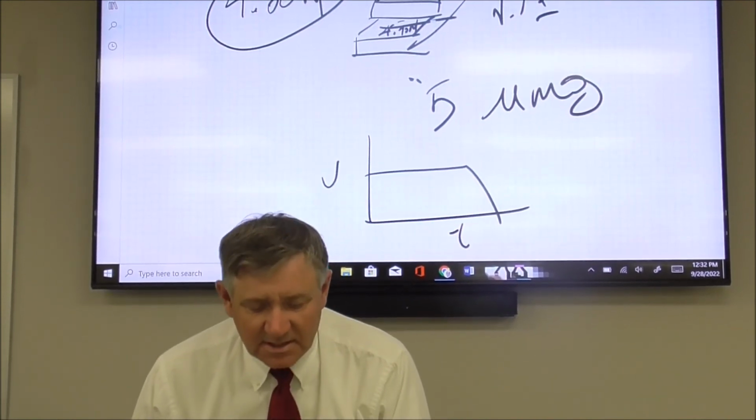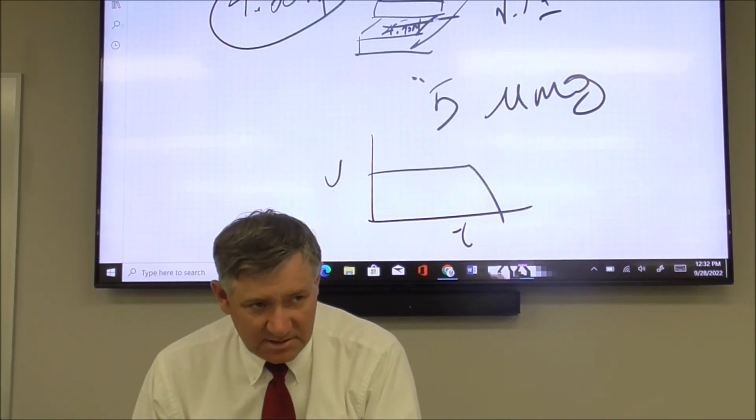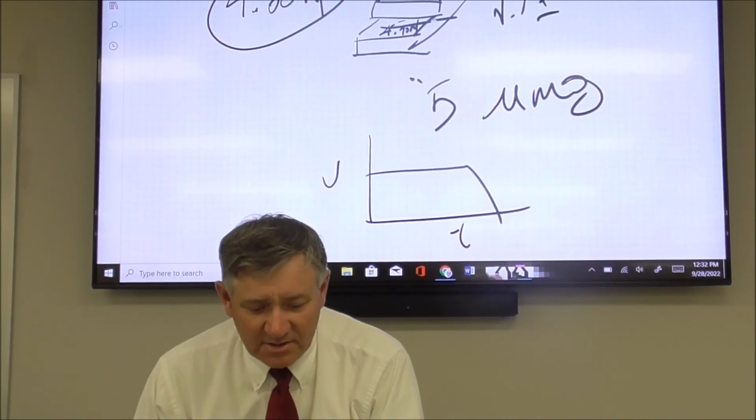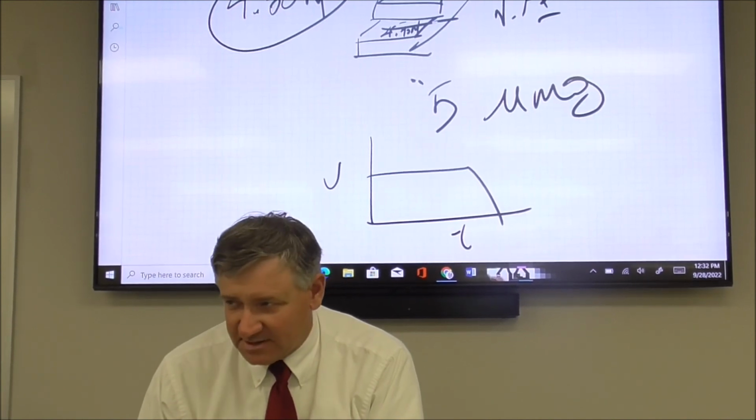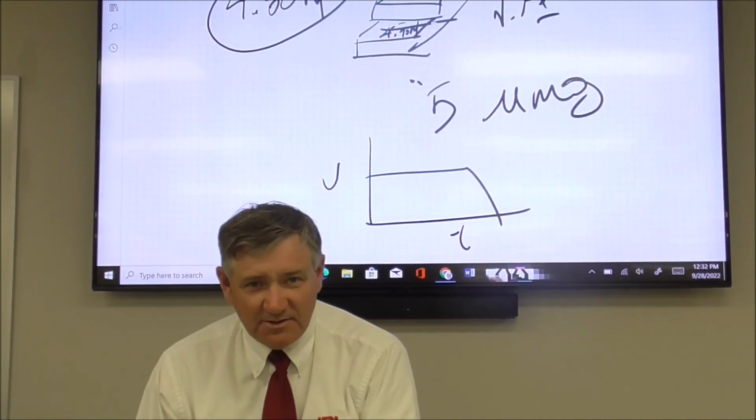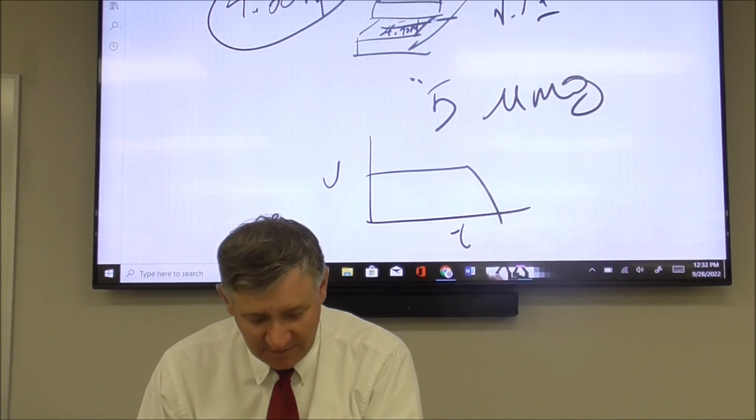Number 6 is the easiest problem on the entire assignment. All you have to do is F equals ma. That's it. Number 6 is a gift. Don't overthink it. It's F equals ma.